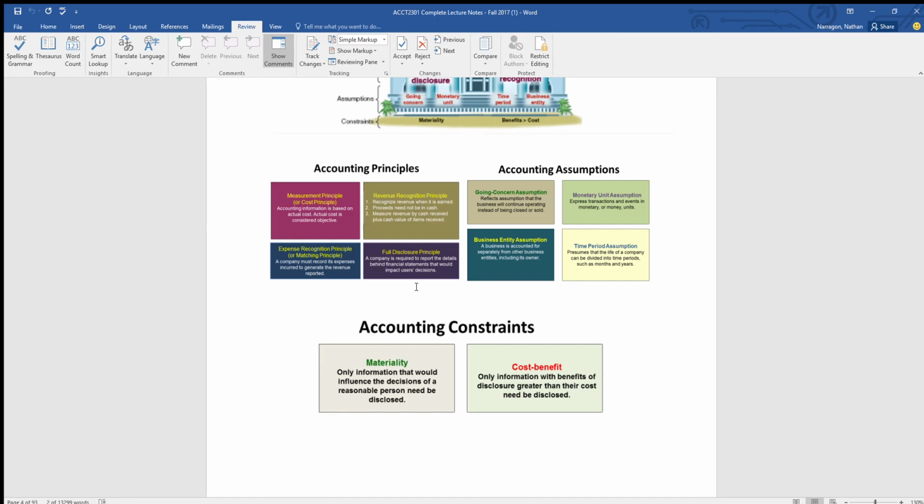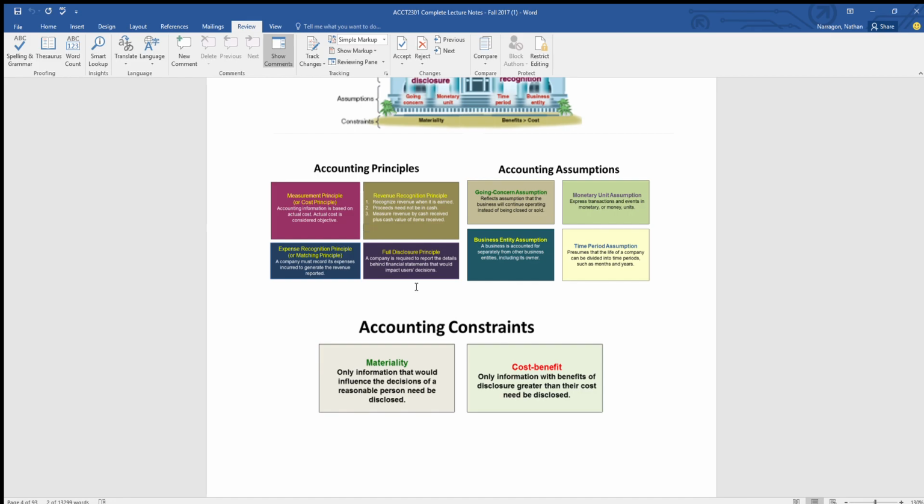Next one is the monetary unit assumption. This is basically, we assume that the transactions are going in a certain money. We may have to convert currencies, like peso to the dollar or the dollar to the pound, depending where we're at and how the business operates. But we automatically assume that all journal entries are in this monetary amount.